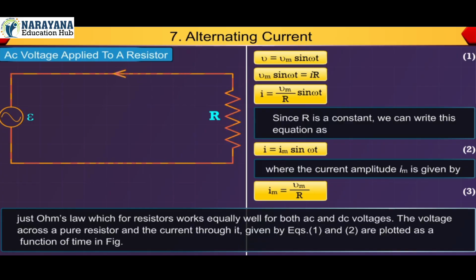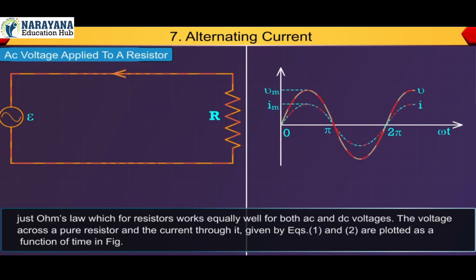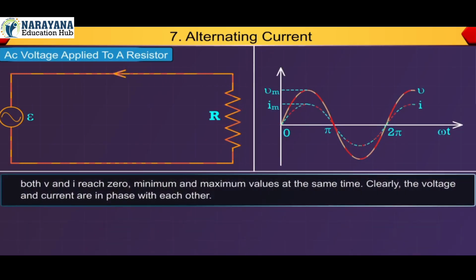The voltage across a pure resistor and the current through it, given by equations 1 and 2, are plotted as a function of time in the figure. Note in particular that both V and I reach 0, minimum and maximum values at the same time. Clearly, the voltage and current are in phase with each other.